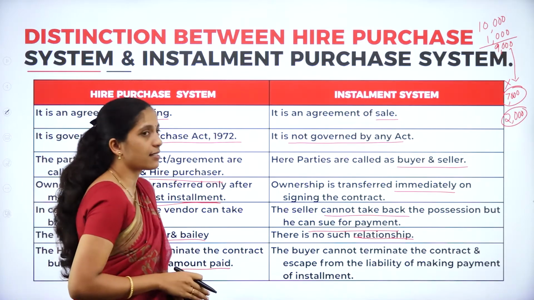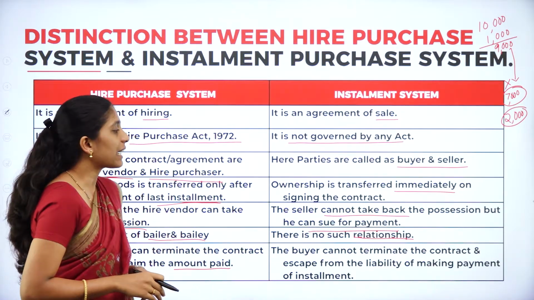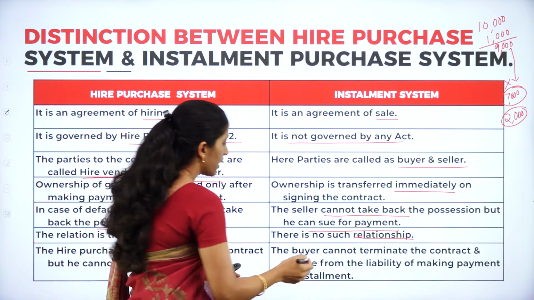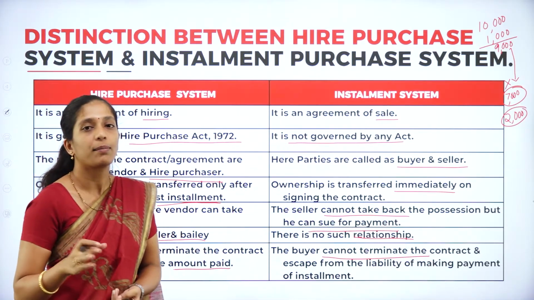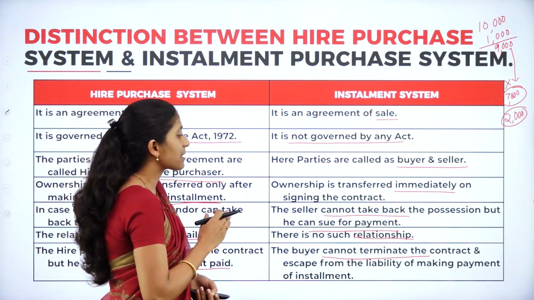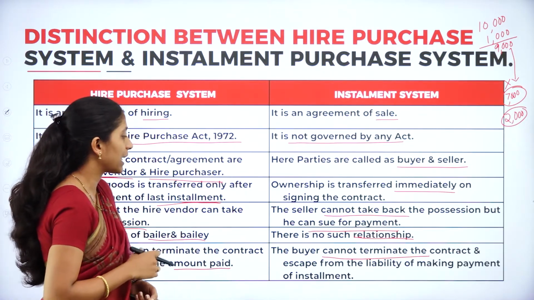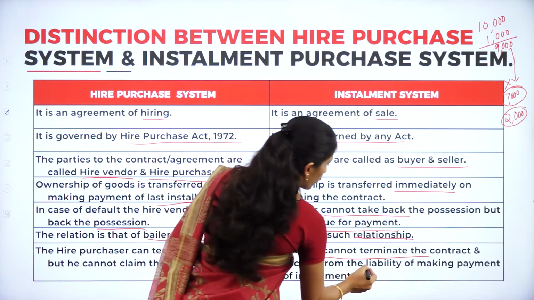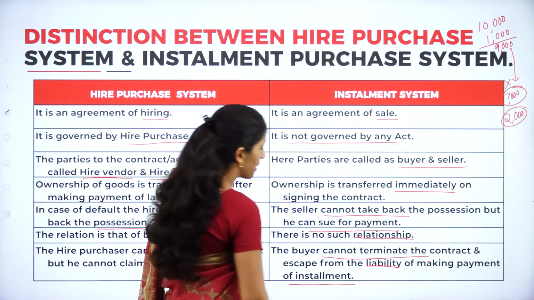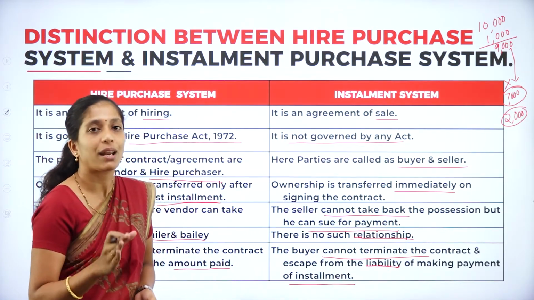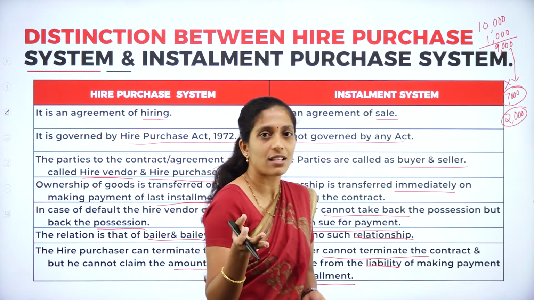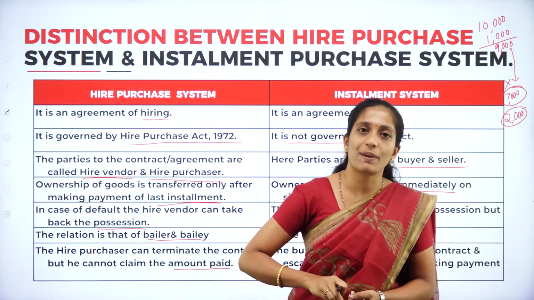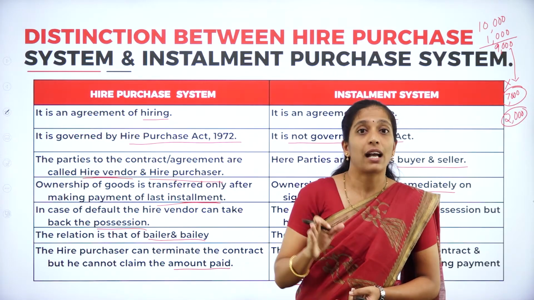Whereas coming to the installment system, the buyer cannot terminate the contract. So here in the installment system, the buyer cannot terminate the contract and escape from the liability of making payment in installments. So here the buyer has to make the payment. Whereas in the hire purchase system, if he doesn't pay any of the installments, whatever amount has been paid is a benefit for the hire seller.